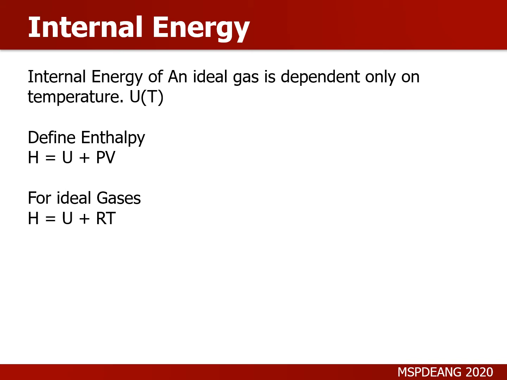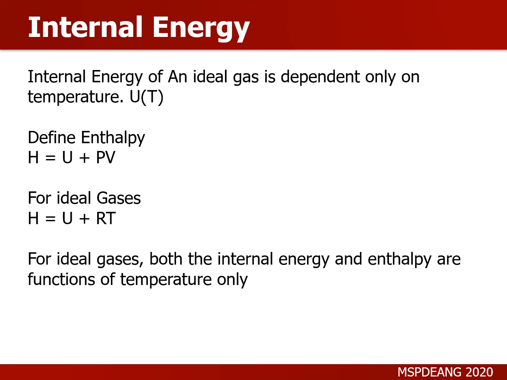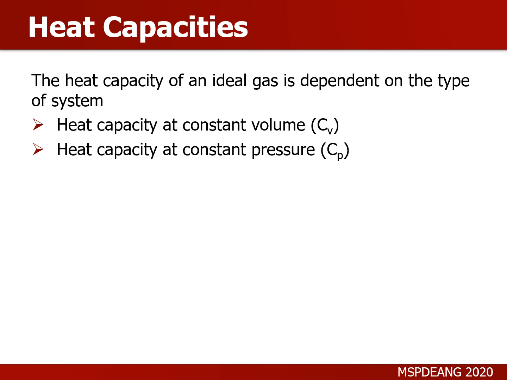Meaning, for an ideal gas, both internal energy and enthalpy are functions of temperature only. So now, how do we relate internal energy and enthalpy to temperature? In order to do this, we define our heat capacities. And there are two types of heat capacities. One is the heat capacity at constant volume Cv, and the heat capacity at constant pressure Cp.